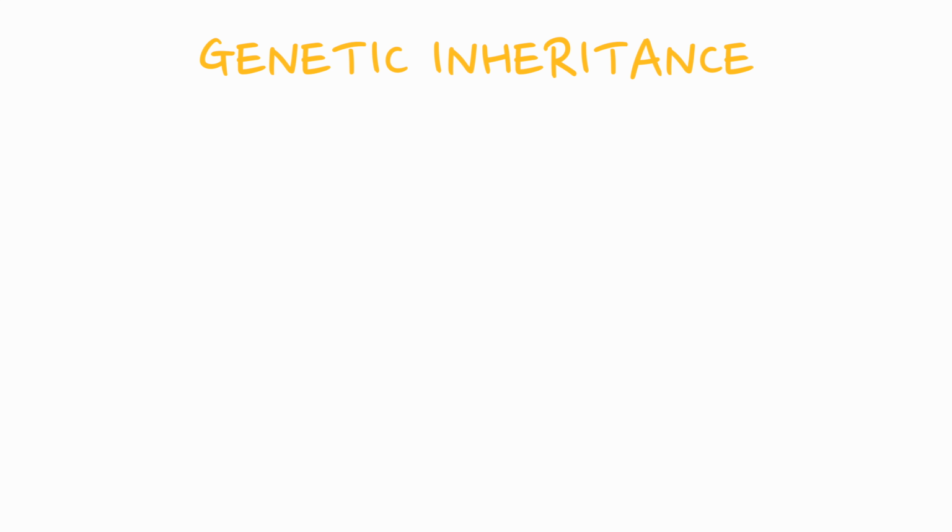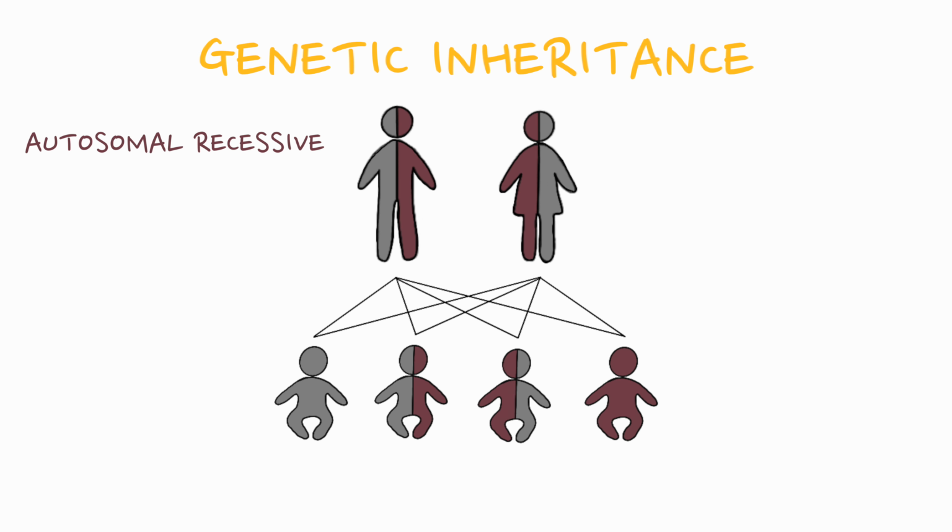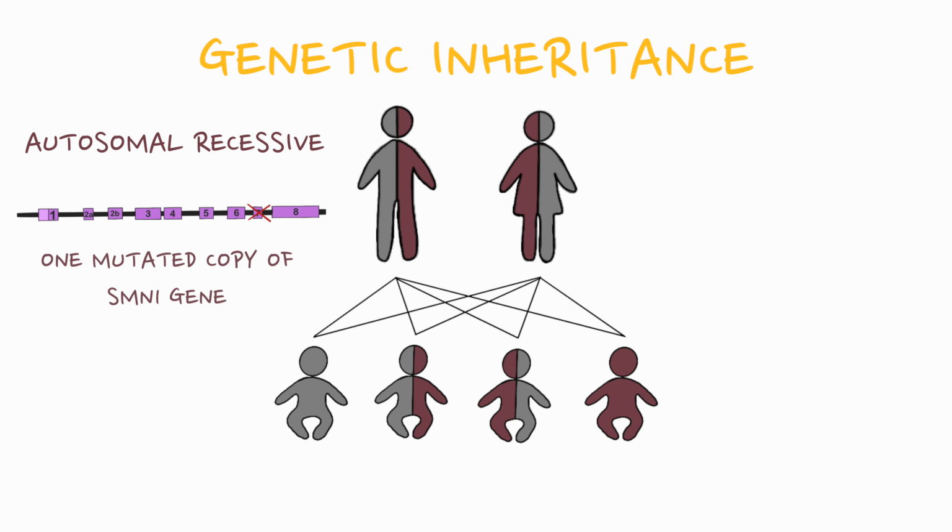Genetic inheritance. The inheritance pattern of SMA is autosomal recessive, which means that both parents must carry a mutated SMN1 gene in order for their child to develop the condition. Typically, parents who carry one copy of the mutated SMN1 gene but do not have SMA themselves are considered carriers. Carriers have one normal copy of the SMN1 gene and one mutated copy.